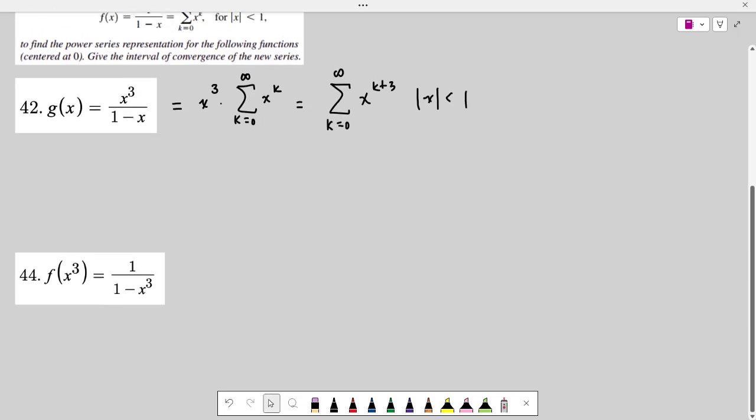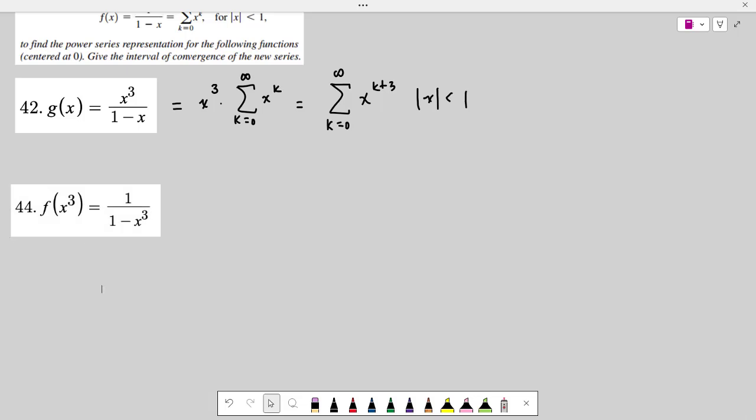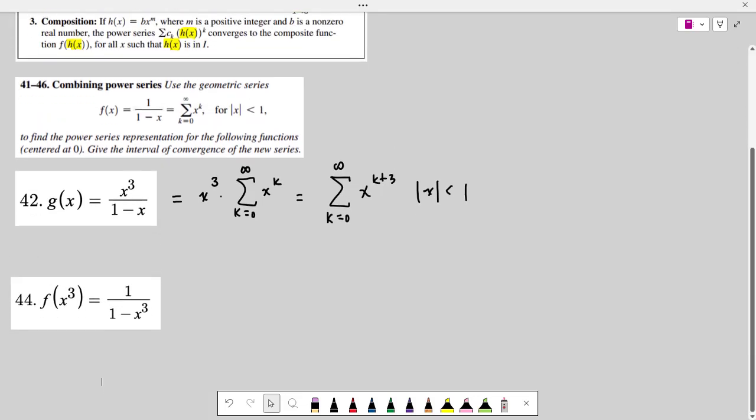Now for this one, this is part C, composition. So here, instead of 1 minus x in the denominator, we're taking x cubed and putting it in for the x. So this is going to be the infinite series notation. I'm going to start shorthanding. It gets old writing 0 to infinity on all of these. If you just put a 0 there, it's understood it's k equals 0 and it goes to infinity.